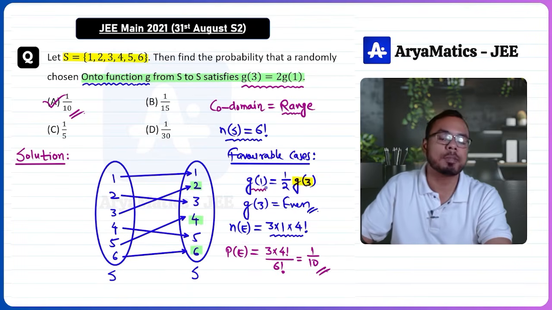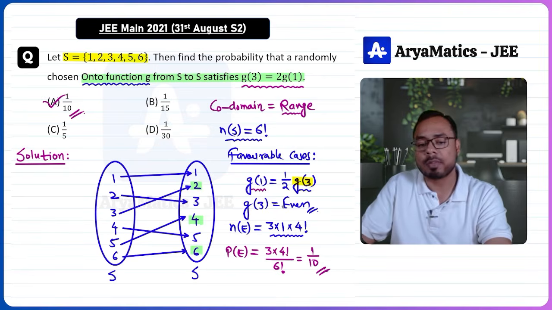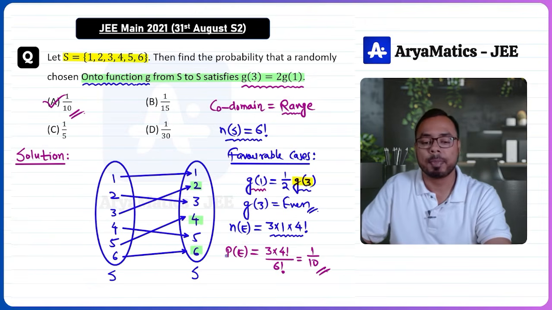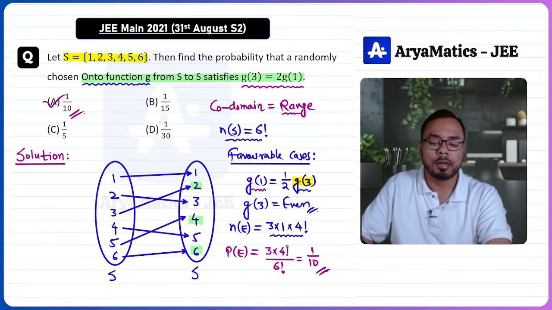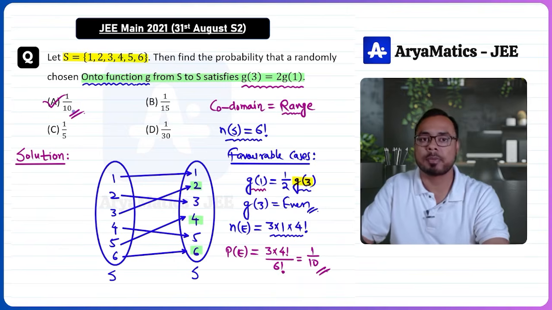And favorable cases means those onto functions which satisfy this condition, that z of 1 is half of z of 3. So for z of 3 we had only 3 even options, either 2 or 4 or 6. For z of 1 only one option, and for the remaining 4 elements 4 factorial, and therefore probability will be the number of favorable cases by the total number of cases. Finally we got 1 by 10, and that is the correct answer for this problem.